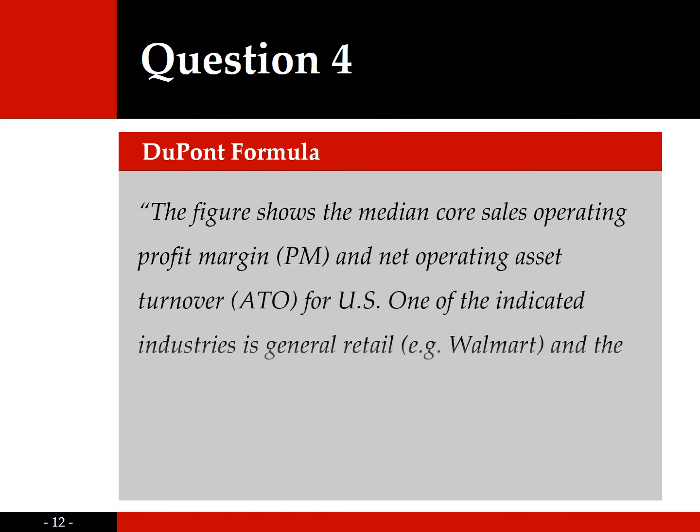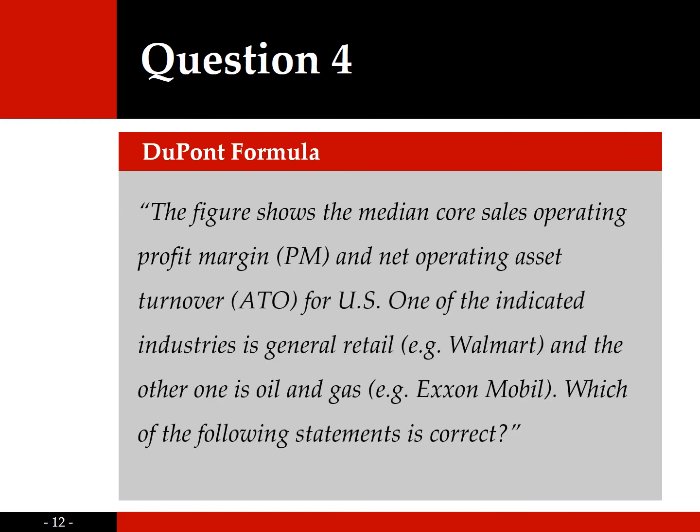Finally, I want you to use your conceptual understanding of the concept of the profit margin and asset turnover in an applied case. I will show you a figure that provides profit margin and asset turnover data for several industries. I will pick two specific industries, that is to say general retail, companies like Walmart, and oil and gas, that is to say companies like ExxonMobil. I want you to use your understanding of the drivers of the profit margin and asset turnover to determine which industry is which and what you can say about their overall profitability.